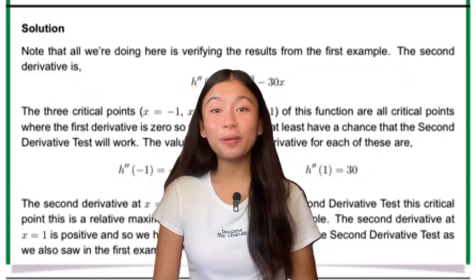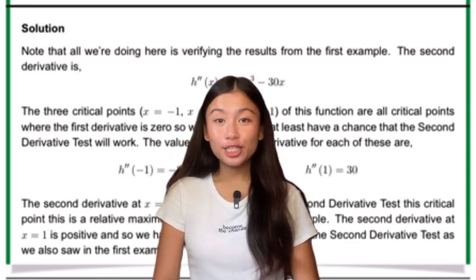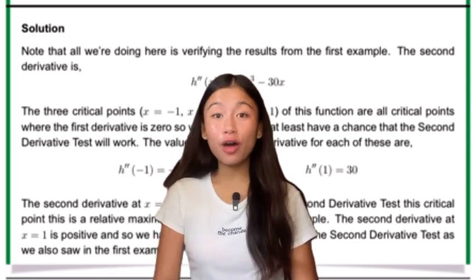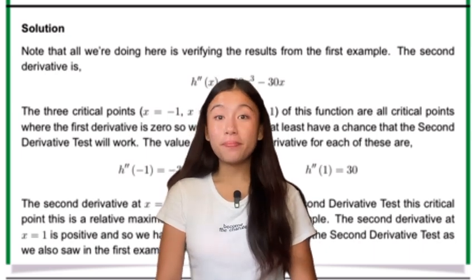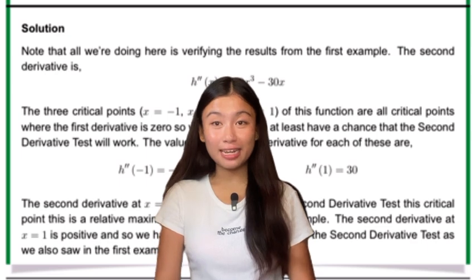So this is how to apply the second derivative test to classify the critical points of a function, determining whether they correspond to maxima, minima, or if more information is required.